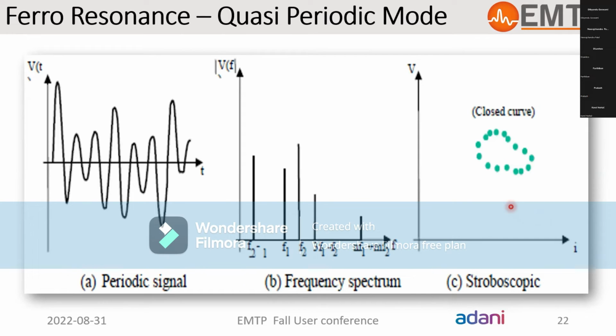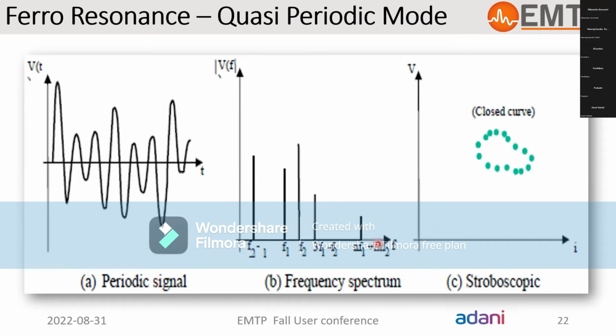Now this is the third mode. In particular, this kind of signal is not a periodic signal. The frequency content in this signal is discontinuous in the frequency spectrum, whose frequencies are defined as nF1 plus mF2, where n and m are integers and F1 and F2 are irrational real numbers.